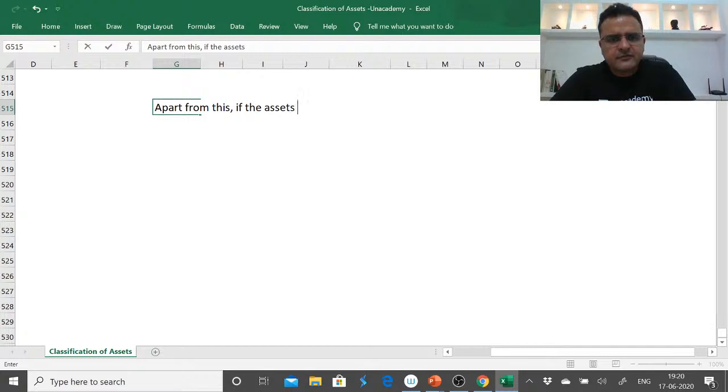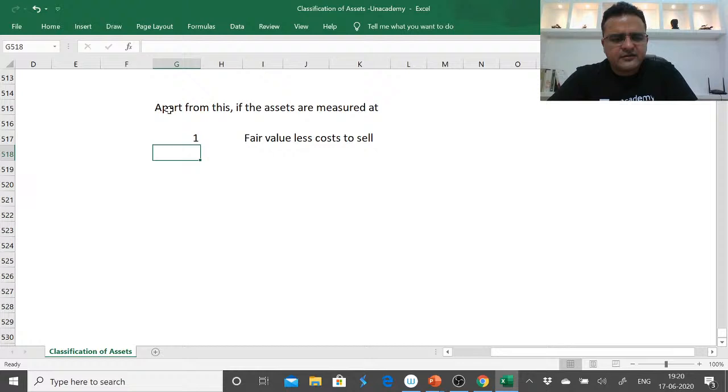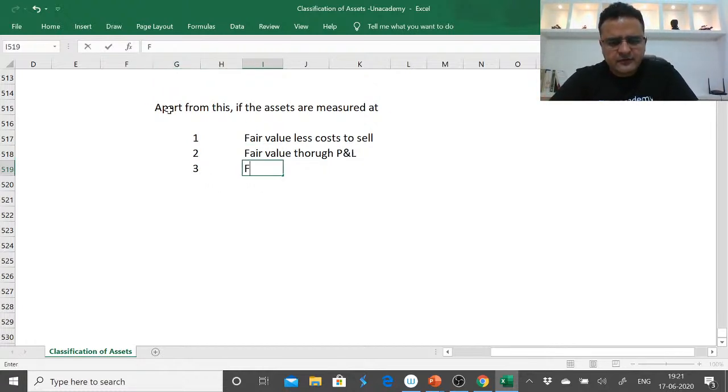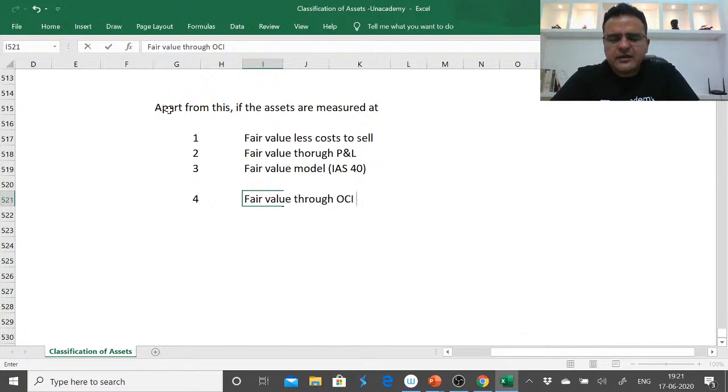if the assets are measured at fair value less cost to sell, assets are measured at fair value through P&L, if they are measured at fair value model, though in India we do not have any fair value model, but IAS 40 does have a model known as fair value model. There is one more, that is fair value through OCI. On this, impairment is applicable, but IFRS 9 only for debt instrument, fair value through OCI, debt instrument. Equity instrument, there is no impairment because they are measured at fair value or directly dealt with in equity.